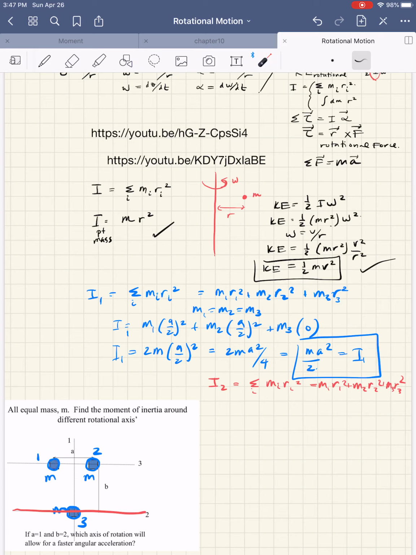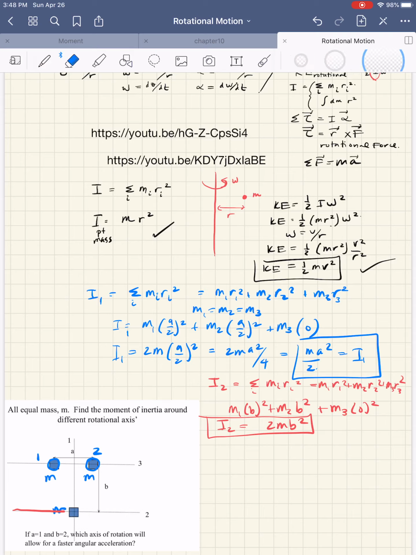Mass 1, here it is now a distance of what we're calling b away from the axis of rotation. That's its r. Same with mass 2. And mass 3, again, is 0 away from this axis of rotation. So I'll have m1 b squared plus m2 b squared plus m3 0 squared, and mass 1 equals mass 2, so this is 2m b squared as the moment of inertia around that second axis of rotation. So let's just look at the very last one here.